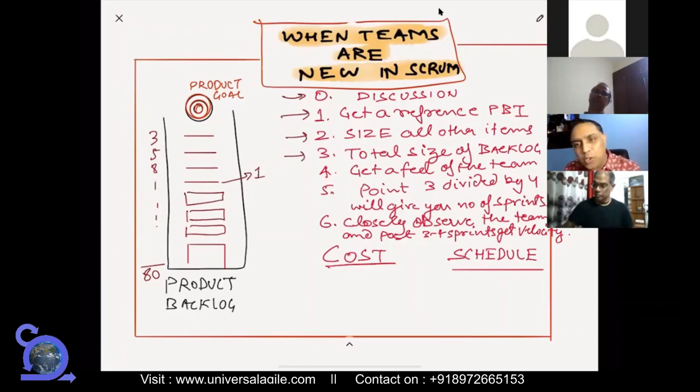Now the only issue is you don't have the velocity. Then what do you do? If the team is new, hide this for a minute from them, after doing this, hide it. And ask them a very simplistic question: guys, do you think you will be able to do this together in a sprint?